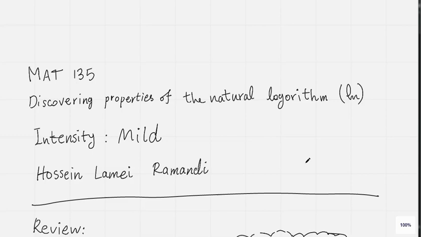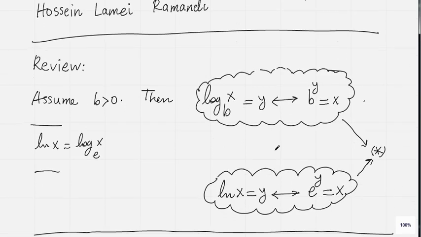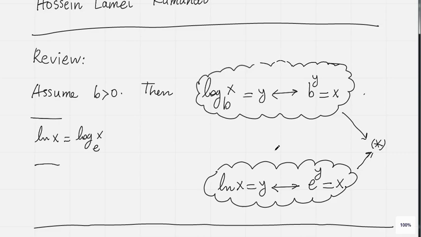Let's review some basic material. Assume b is some positive number, which is different from 1. It has to be different from 1, but I forgot to mention it here. Then log x with base b is equal to y if and only if b to the y is equal to x. This is basically the definition of log. b to the y is equal to x means that log of x with base b is equal to y.